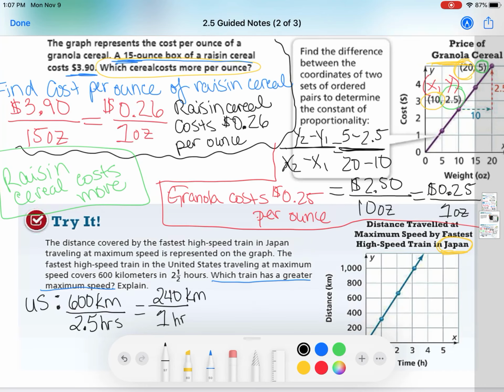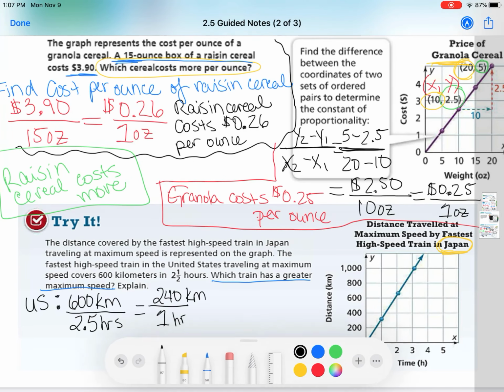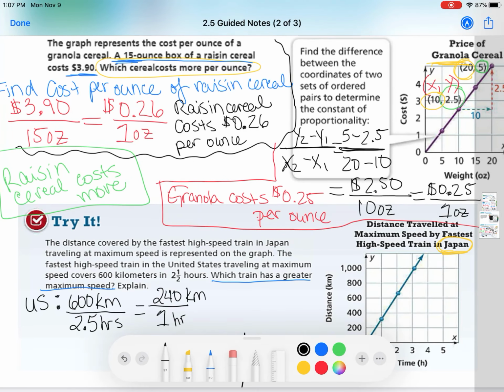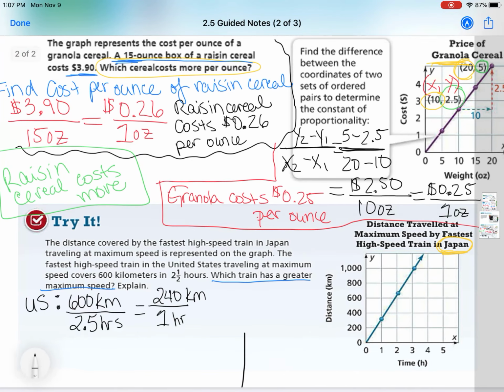I'm wondering if I can get this to go away as I'm writing, maybe. Not real sure about technology. If I can move that. Yay, okay. I thought that would go away. Looking at the graph over to the right with this, the train in Japan, this is really simple because we can look at the time. Time is our x-axis. Look at the time, and at 2 hours, look at where it's hitting. It's actually above 600.